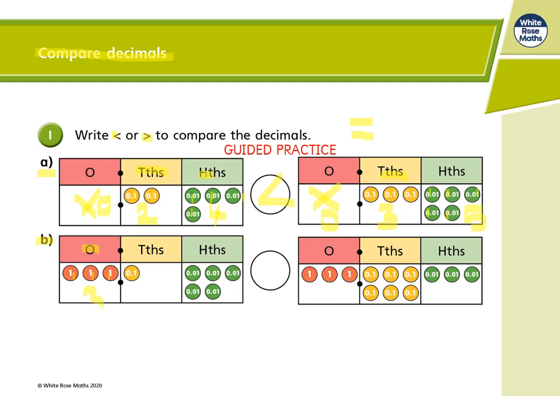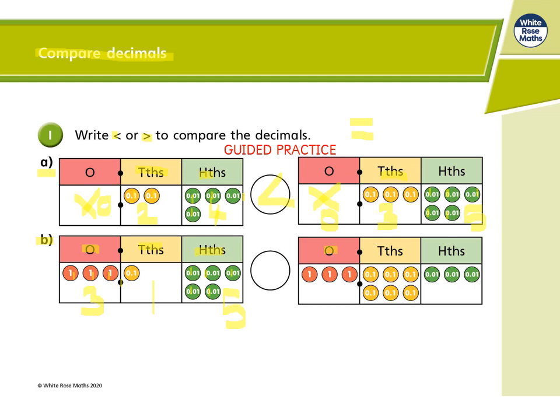Now looking at question B, you can see that in the 1s column here, I have 1, 2, 3 counters. Then I have my decimal point. And in the tens column, I have just one counter. Then I go across to my hundredths counters and I have 1, 2, 3, 4, 5. So I have the full decimal 3.15.